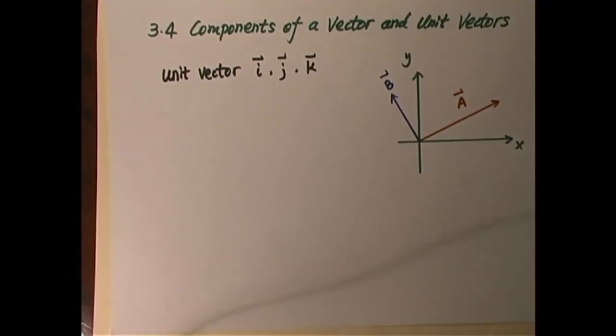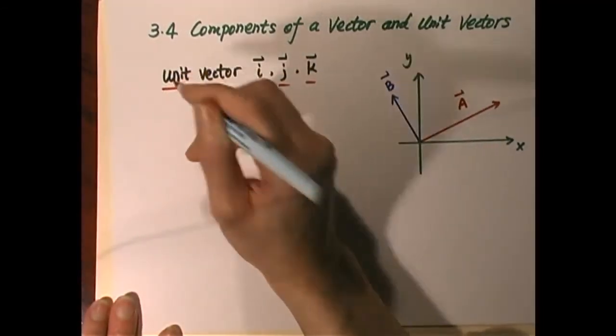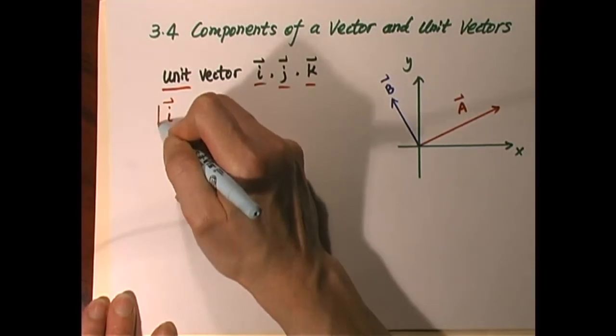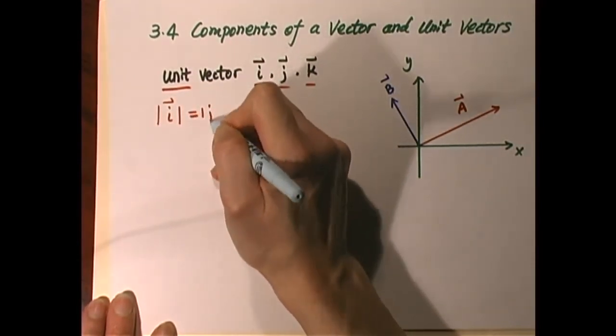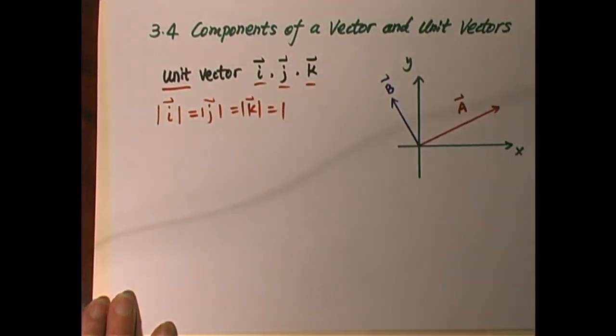Now we need to add vectors mathematically. In order to do that, I need to introduce the so-called unit vectors i, j, k. Unit means that the magnitude equals 1. So how do I write its magnitude? We just put two bars: the magnitude of i equals the magnitude of j equals the magnitude of k equals 1. That's called a unit vector. The magnitude is 1, but i's direction represents the positive x direction, j's direction represents the positive y, and obviously, k's direction is the positive z direction.